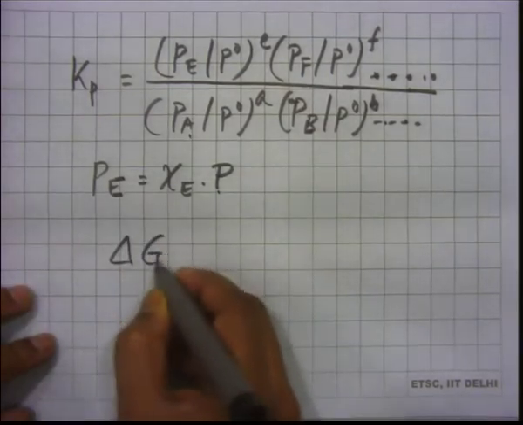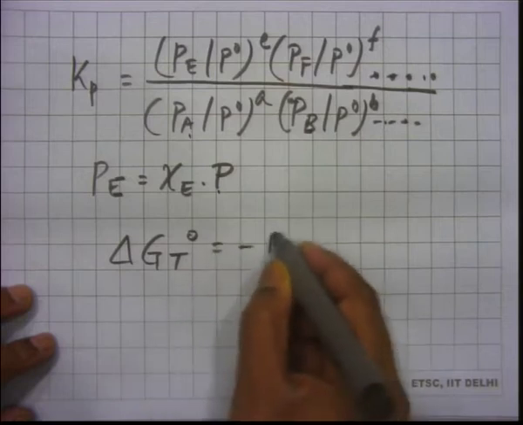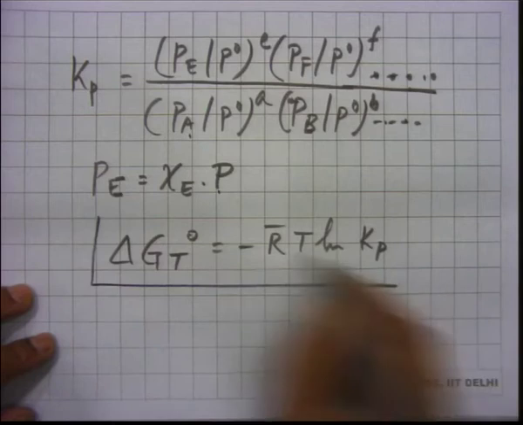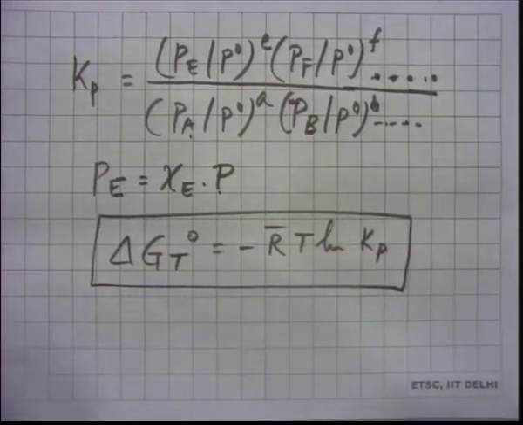So, again the equation we are writing is delta G T naught is minus R bar T log of Kp. This corresponds to equilibrium. Who has given us this? Second law of thermodynamics, must be, right? Who else? Second law of thermodynamics has given us this. What does it tell us? How is it helpful for us?